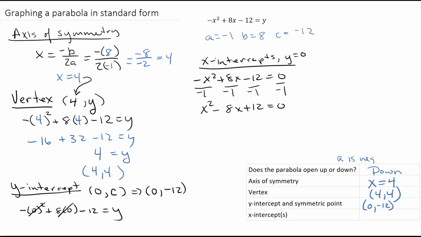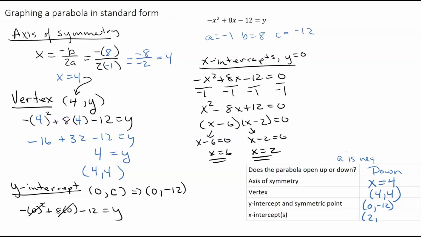And once I do that, I'm going to get something that does factor nicely in this case. And then I can use my zero product property to find the x-coordinates for my intercepts. So my two intercepts I can write as 2, 0, and 6, 0.